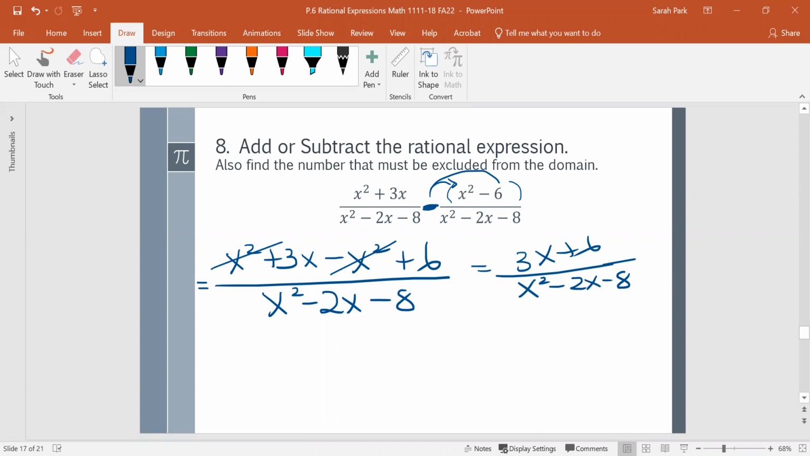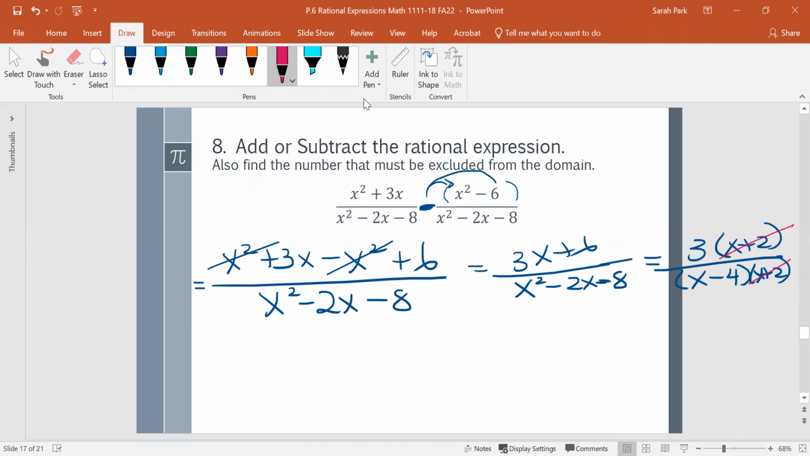Actually, we have to make sure it is simplified. I spoke too soon. Let's try to simplify it and factor it. 3x plus 6, we can factor out a 3, leaving us with x plus 2. From x squared minus 2x minus 8, we can factor it as x minus 4 and x plus 2. And now we can see the x plus 2's actually cancel out, which then leaves us with 3 over x minus 4. So that's a simplified expression.